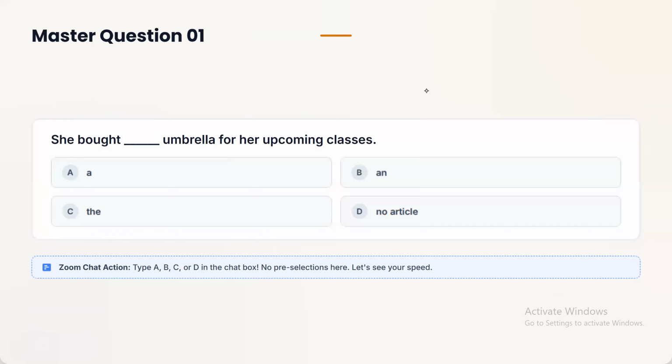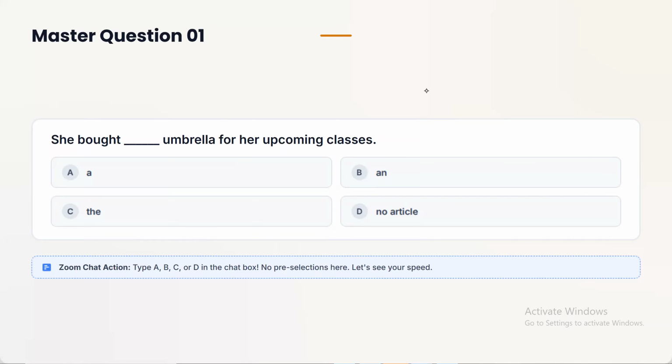Okay, let's look at this practice question. Let me see what you've got. Can you try to attempt this? She bought dash umbrella for our upcoming classes.